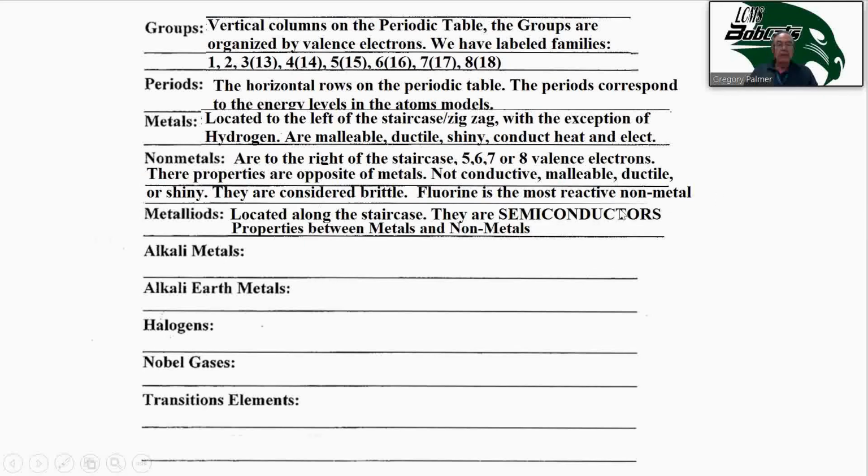The metalloids are kind of in between. They're located along the staircase. Their most important property for the 21st century is they're semiconductors, and they have properties that are in between metals and nonmetals.